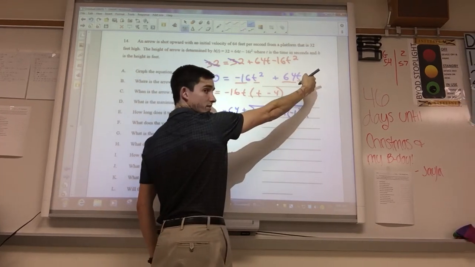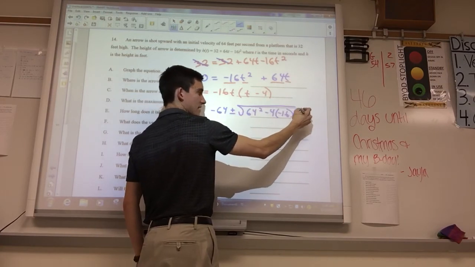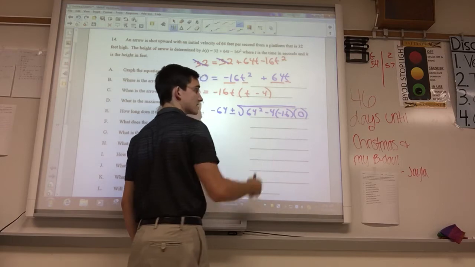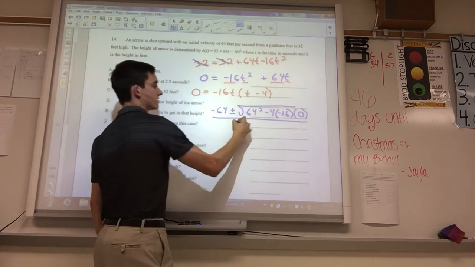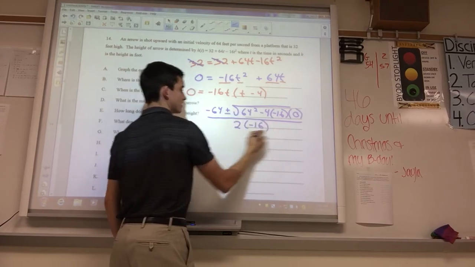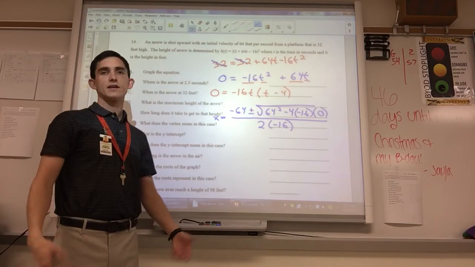Is there a c? Does that mean I don't put anything there? That means I put the numerical value that it doesn't exist, times 0, okay? Over 2 times a, 2 times negative 16. There's the setup. That's what x equals, okay? You solve all that, you're going to get your answers.